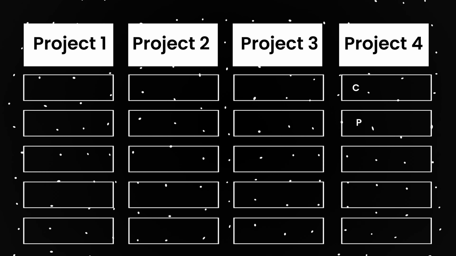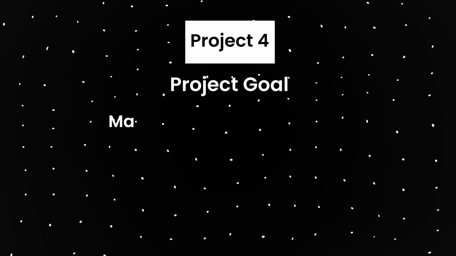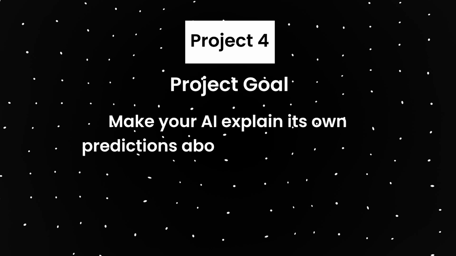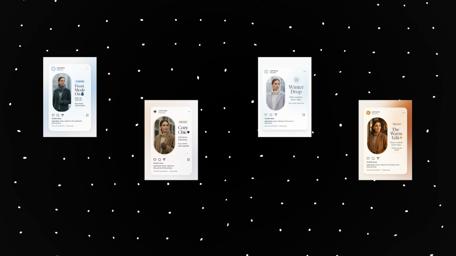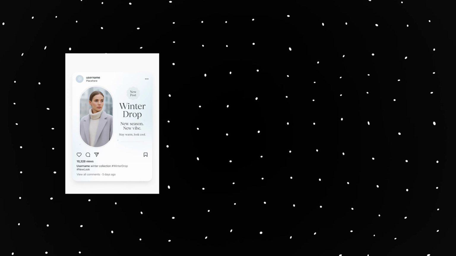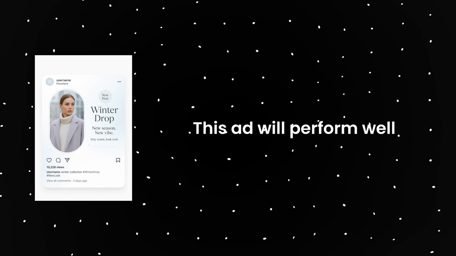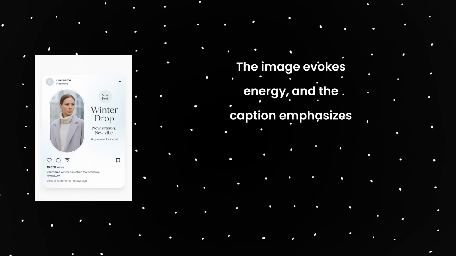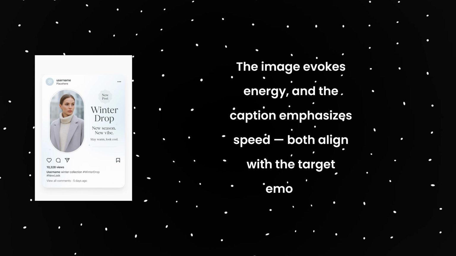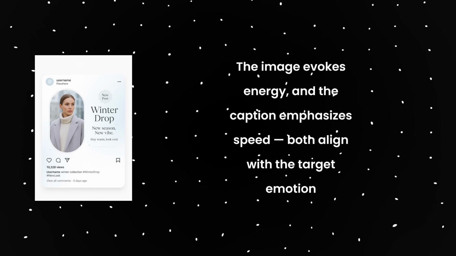The goal of this project is to make your AI explain its own predictions about ad performance. For example, instead of just saying this ad will perform well, the model should respond with something like the image evokes energy and the caption emphasizes speed, both align with the target emotion.